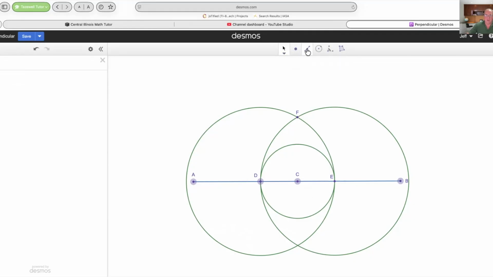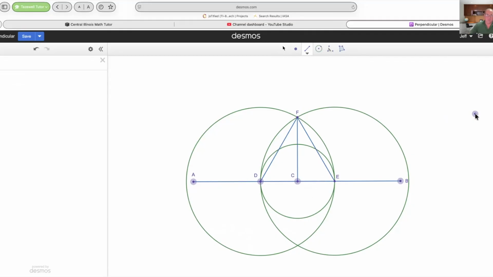And let's connect F and C. And let's connect F and D. And let's connect F and E. So that's our drawing. And Euclid would have us believe that FC is perpendicular to line AB.